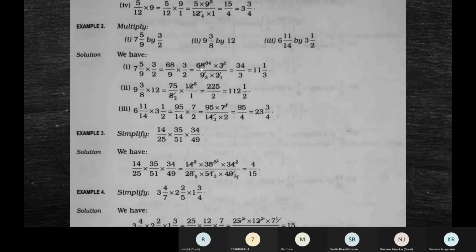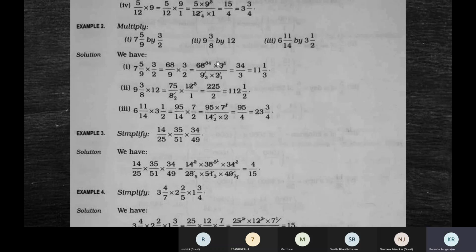Yes, Swati, what is it here? Yeah, 34. How do you get 34? Ma'am, by dividing 68, 2 divided by 68, ma'am, so we'll get it as 34. No, it's not 2 divided by 68. 68 divided by 2. 68 divided by 2 is 34. 2 divided by 2 is 1. Correct?